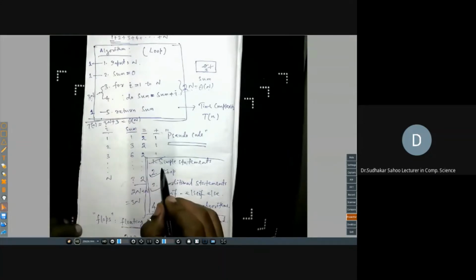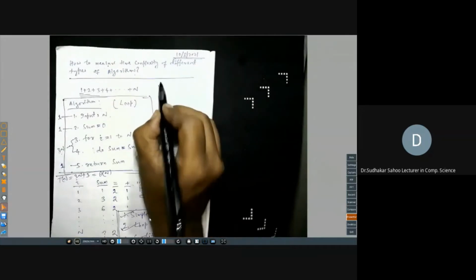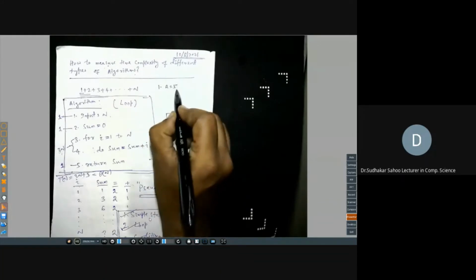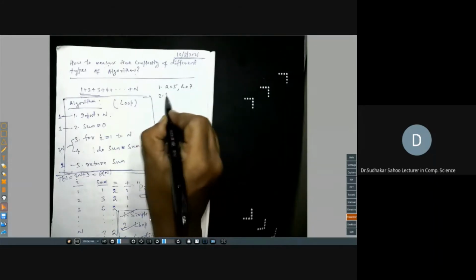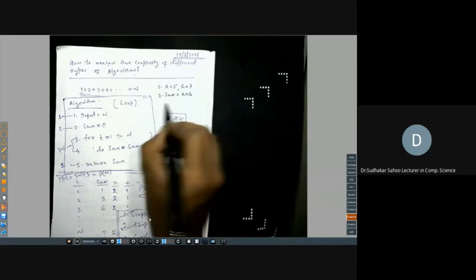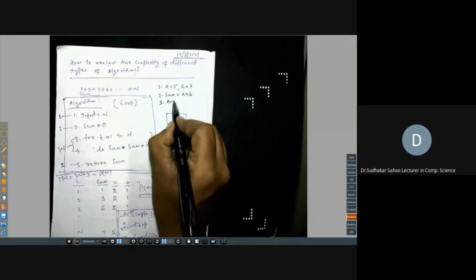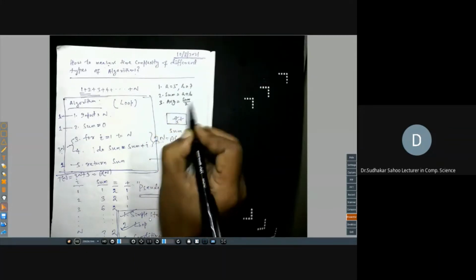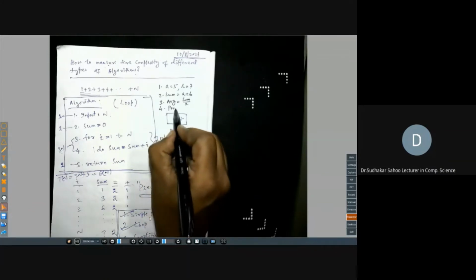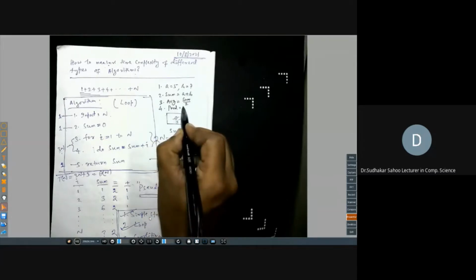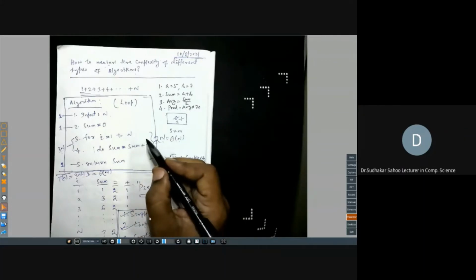Suppose your algorithm contains only simple statements. Suppose a equal to 5, b equal to 7. Then suppose you are interested to compute sum equal to a plus b. These are very simple instructions. Then you compute the average equal to sum by 2. Then the fourth instruction might be to find the product, whatever you are getting, average into 20, or percentage, whatever you want.